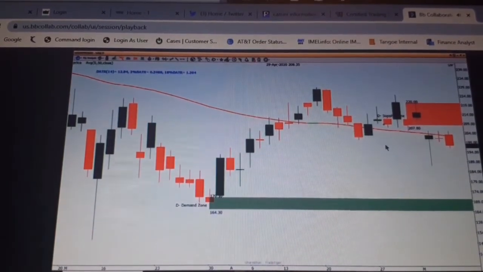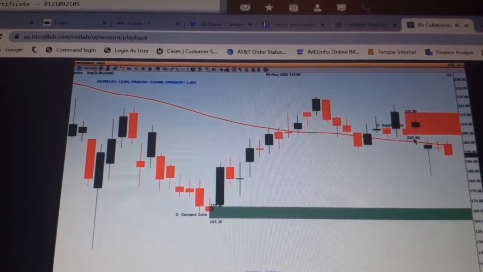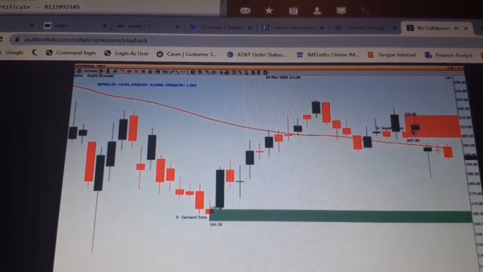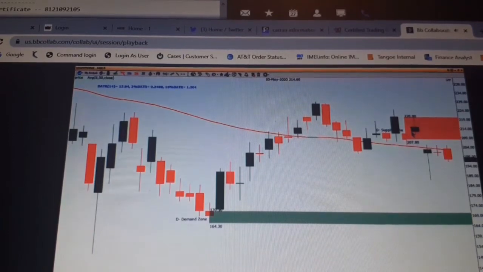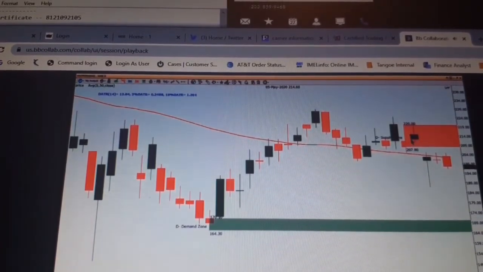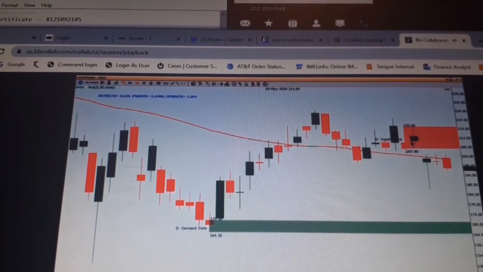Everybody? Yeah. Now you need to divide this. So what's the problem? You need to have your demand and supply zone very close to your current market price. That's what we have been teaching till now. That's what we have been doing till now.